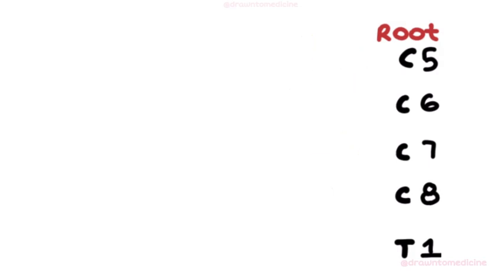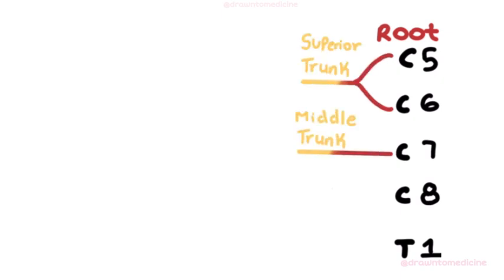So we have our roots, C5 to T1. C5 and C6 will form the superior trunk. C7 will form the middle trunk all by itself. And C8 and T1 will form the inferior trunk.